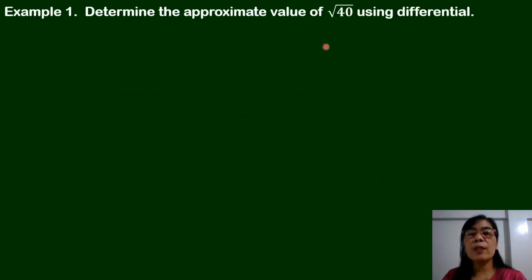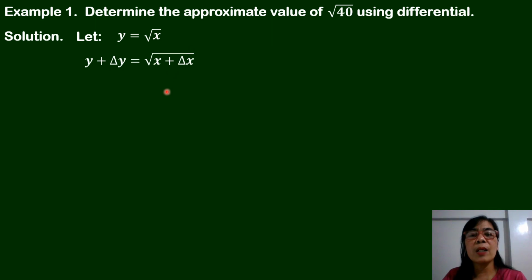One application of the differential is to find the approximate value of a number. If, let us say, you do not have a calculator to extract the square root of 40, then you can just make use of differential. So we start our solution. We let y be equal to the square root of x. So we have y plus delta y is equal to the square root of x plus delta x. Since delta y is equal to the differential of y and delta x is equal to the differential of x, we say y plus differential of y is equal to the square root of x plus differential of x. And this should be approximately equal to the square root of 40.